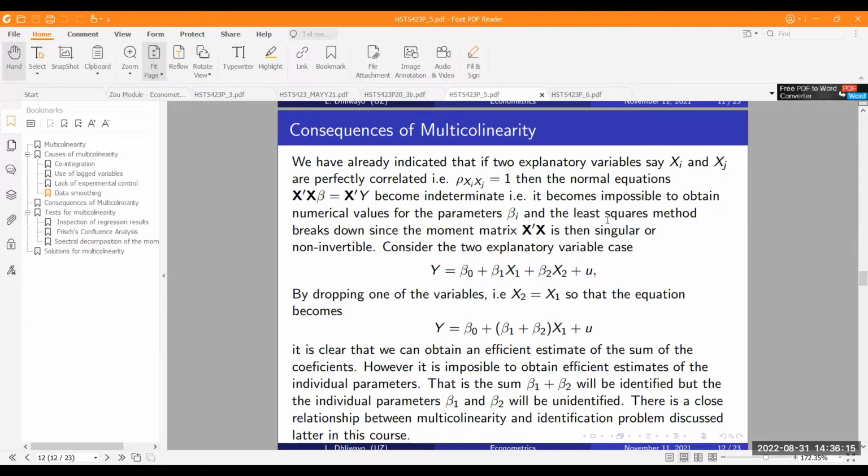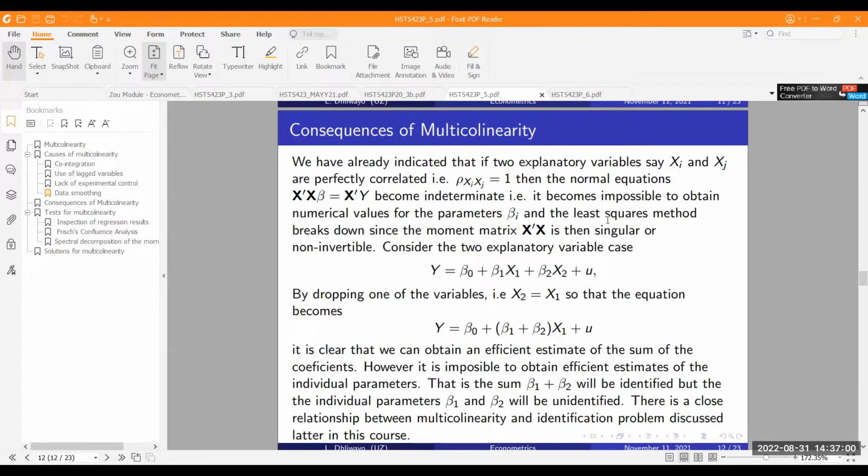By dropping one of the variables, let's say X2 is equal to X1. Because there is a relationship there, we can drop one of the variables and equate it, X1 is equal to X2, okay? The equation becomes Y is equal to beta naught plus (beta 1 plus beta 2) X1 plus error term. It is clear that we can obtain an efficient estimate of the sum of the coefficients. However, it is impossible to get efficient estimates of the individual parameters. Thus, the sum beta 1 plus beta 2 will be identified, but the individual parameters beta 1 and beta 2 will be unidentified. Is it clear?